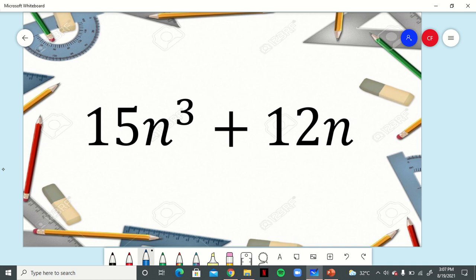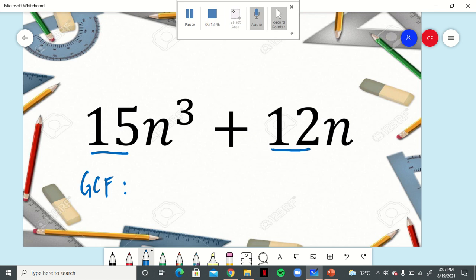15n cubed plus 12n. Again, find the GCF. Unahin natin yung coefficient. What is the GCF between 15 and 12? Saan kaya divisible yung dalawang number na to? So, divisible yung 15 and 12 sa, well, of course, divisible yan sa 3. Right? Okay. And then, n cubed, tapos n. So, syempre, n yung kukunin natin, yung may mas maliit na exponent. Okay? So, divide na natin.